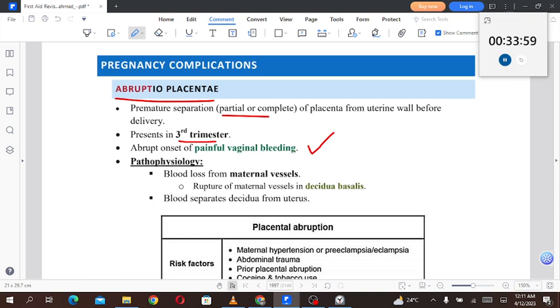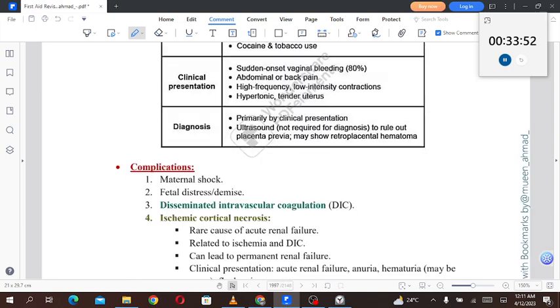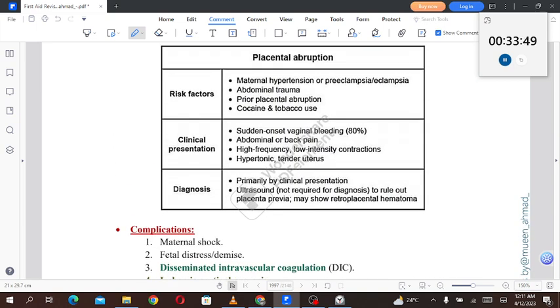Pathophysiology is blood loss from the maternal vessels, rupture of the maternal vessel in the decidua basalis. Okay, blood separates that decidua from the uterus. Now we have placental abruption. Firstly, there will be risk factors. So maternal hypertension or preeclampsia, abdominal trauma, prior placental abruption, or cocaine or tobacco use. So all of these factors are leading to the placental abruption. Then the clinical manifestations may include sudden onset vaginal bleeding in 80% of the cases, abdominal or back pain, high frequency or low intensity contractions, and a hypertonic tender uterus can also be seen in the placental abruption.